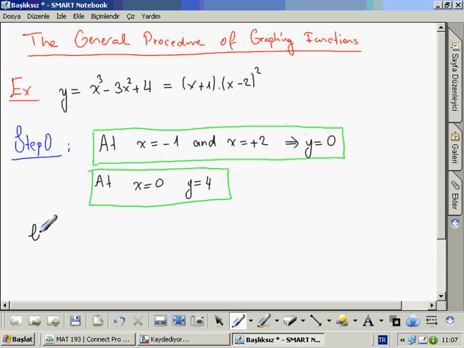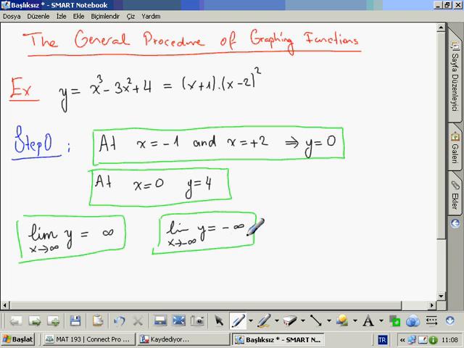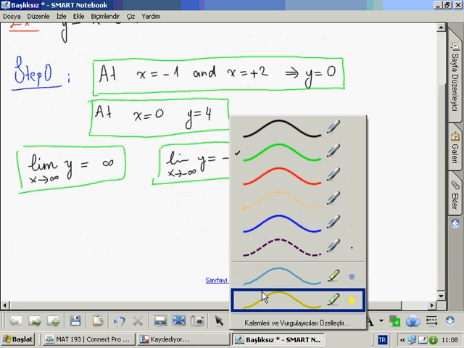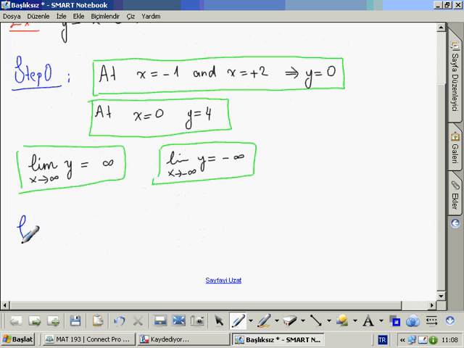And after that, the limit as x goes to infinity will be plus infinity, and these are the endpoints. And the limit as x goes to minus infinity, our function will go to minus infinity. So now step 0 has been completed, and now step 1.